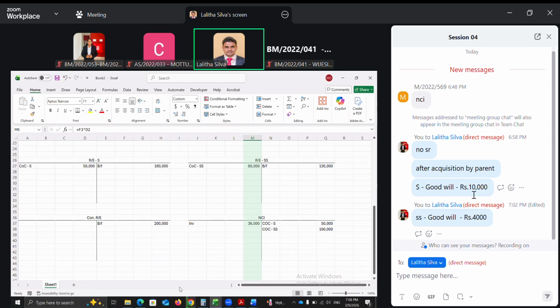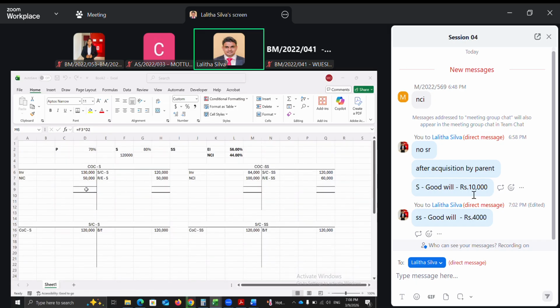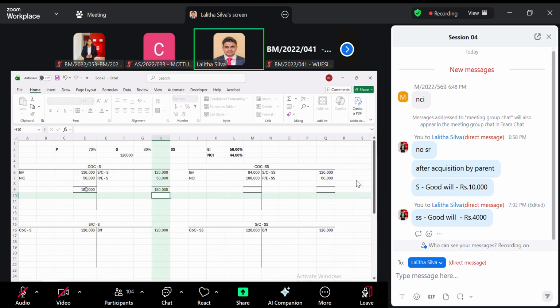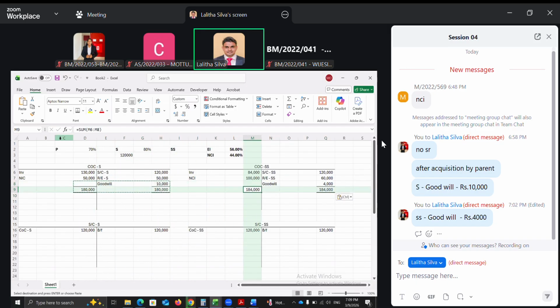Is it clear now? Okay, then the goodwill. I think we have two goodwills. One of you gave the answer. Yes. We have a goodwill of 10,000 with the investment of S. And we have a goodwill of 4,000 with the investment of SS.